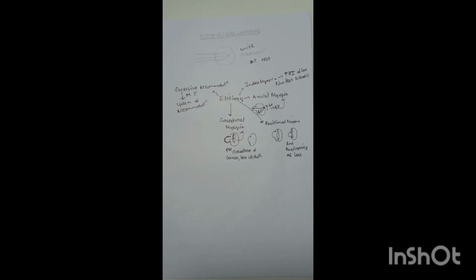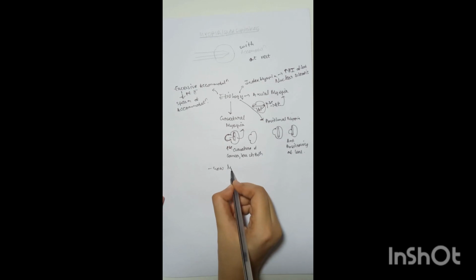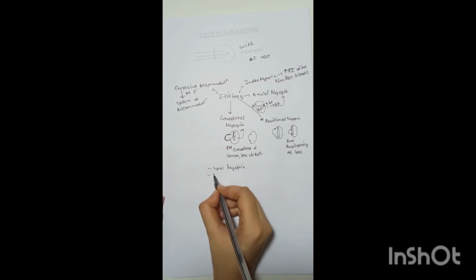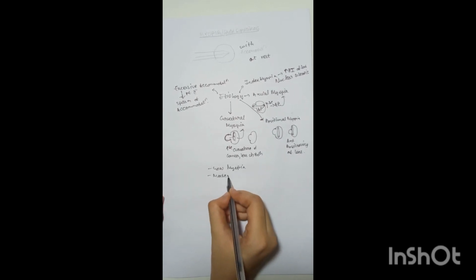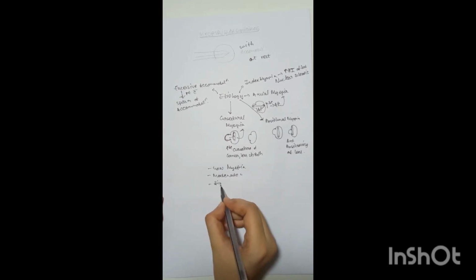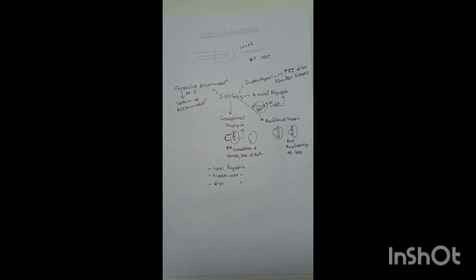Grading of myopia. The grading of myopia is defined by three grades: low myopia, moderate myopia, and high myopia. We call it low myopia if it is less than 3 diopters, moderate myopia when it is between 3 and 6 diopters, and if it is more than 6 diopters, we call it high myopia.